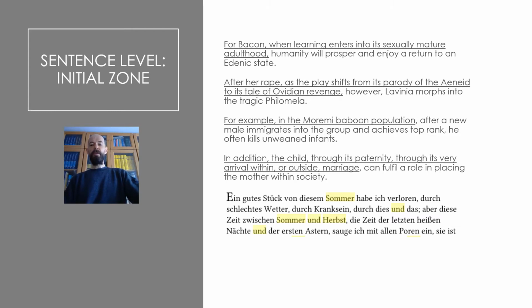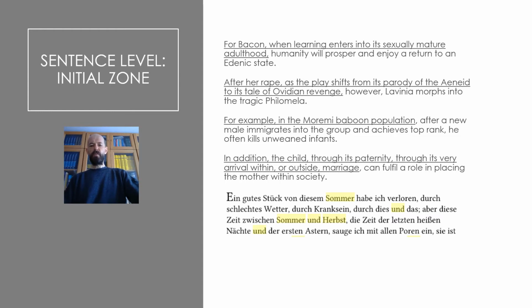So here we have a very long-fronted object. Diese Zeit zwischen Sommer und Herbst, die Zeit der letzten heißen Nächte und der ersten Astern. We don't normally get this in English. If anything, we get very short-fronted objects in English.